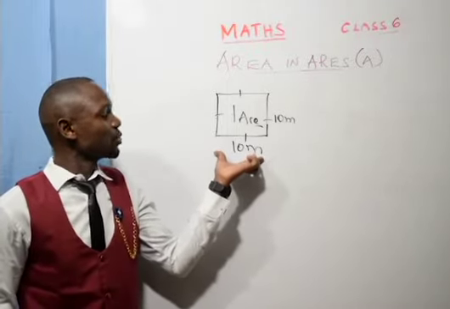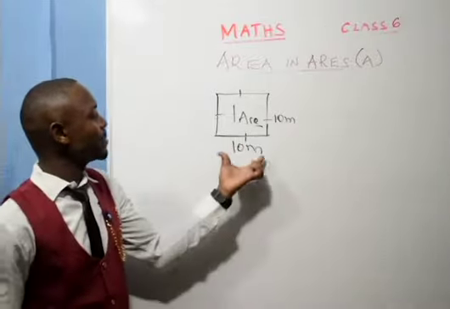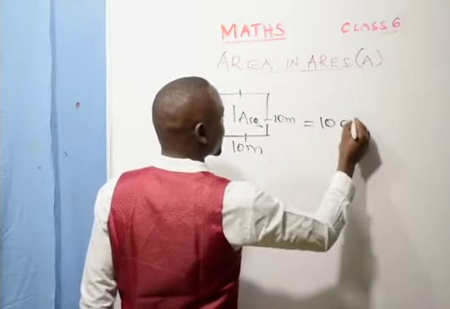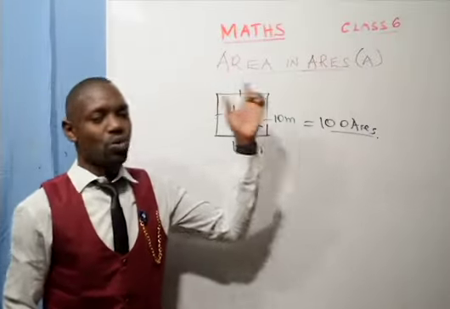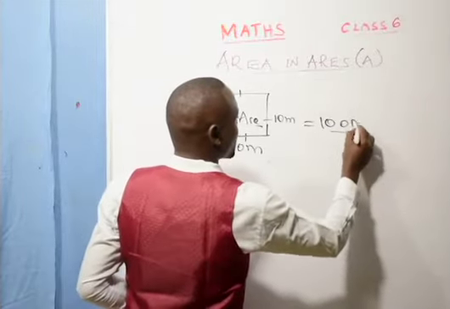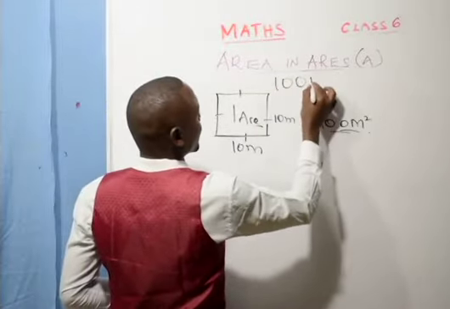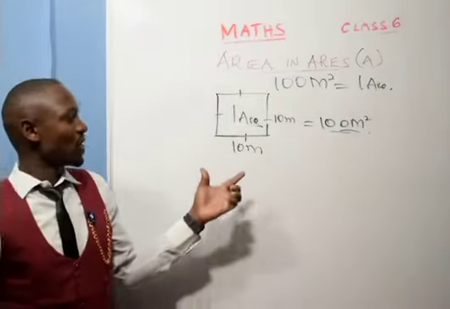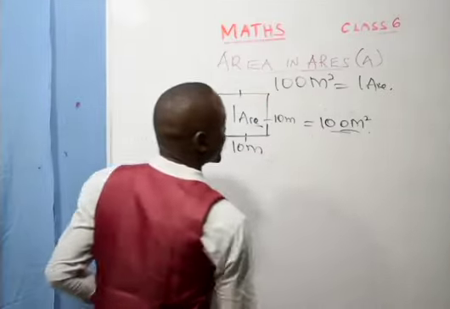So, what is the relationship between ares and square meters? A square piece of land which measures 10 meters by 10 meters has an area of 100 square meters, because 10 times 10 is 100. So that means 100 square meters is equal to 1 are. That is the relationship between square meters and ares, and you can just work out using examples.